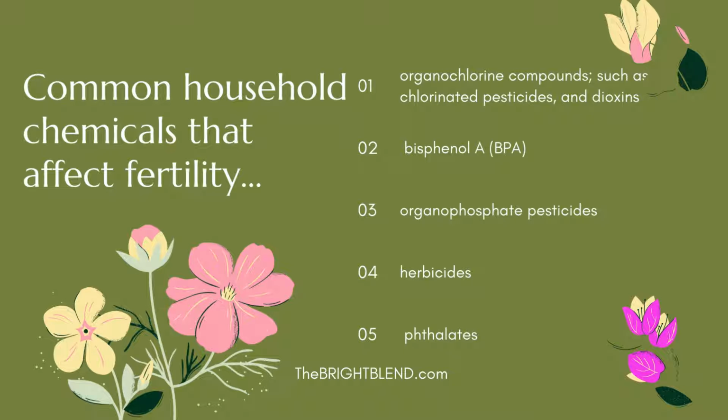First, we have organochlorine compounds such as chlorinated pesticides and dioxins. These are commonly found in meats. Second, bisphenol A, a type of BPA, found in lots of plastics. We have organophosphate pesticides. We also have herbicides and phthalates. Those can all be found in foods as well as pharmaceutical chemicals.